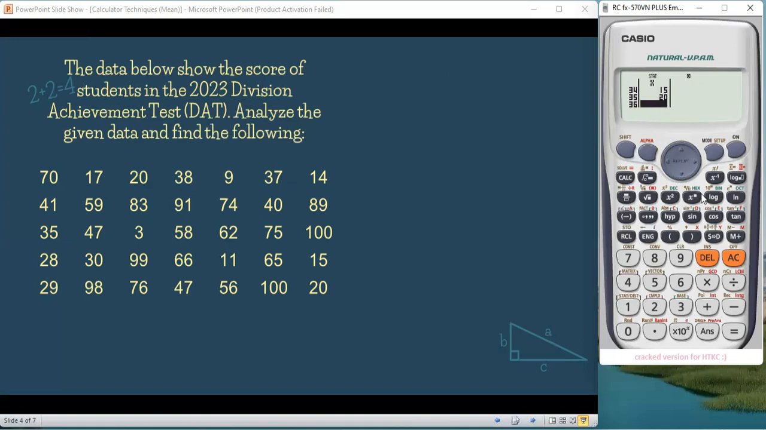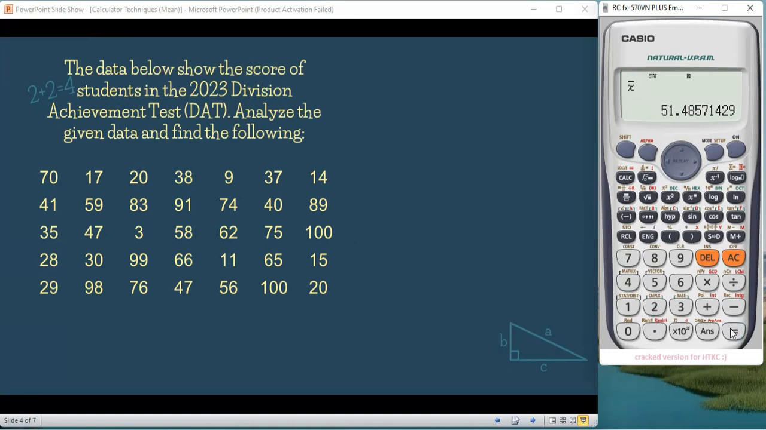So katulad po ng ginawa natin dati, click AC lang po. Huwag pong shift AC kasi po mag-off po yung calculator natin. Now, click shift. That is 1 for our statistic. Then, let's get first the mean. That is number 4. Then click number 2 for our mean.